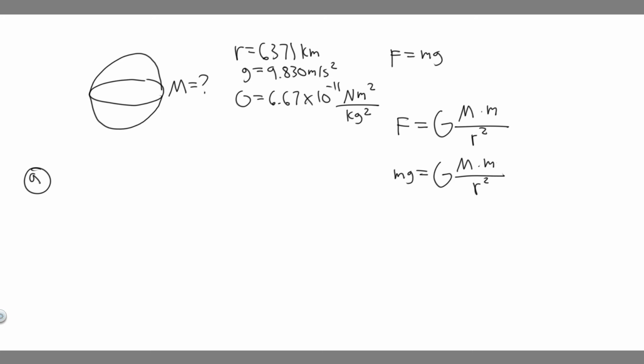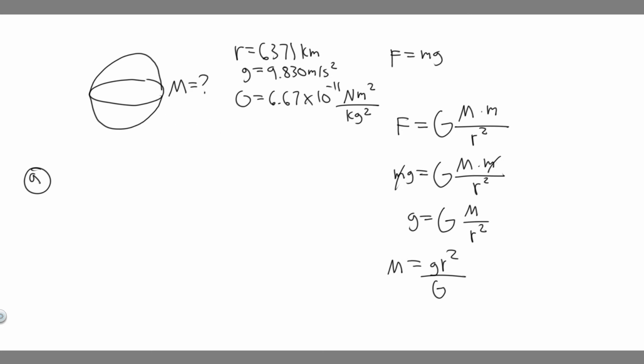And so what we want to do now is manipulate this equation and cancel out the m. What you should notice is we can just cancel m from both sides. So you would just get g equals gravitational constant times M over r squared. And what we can do now is multiply both sides by r squared and then divide by G, and you would just get M equals g times r squared, divided by the gravitational constant. This is going to allow us to solve for the mass of the Earth, because M represents the mass of the Earth.